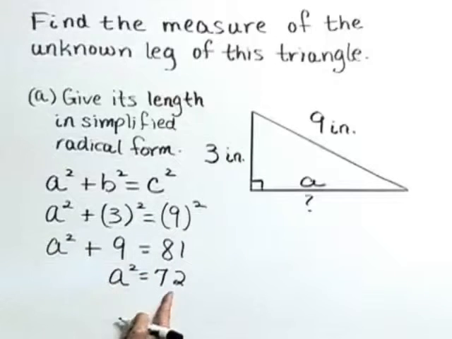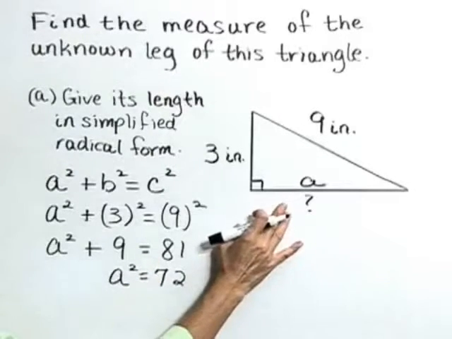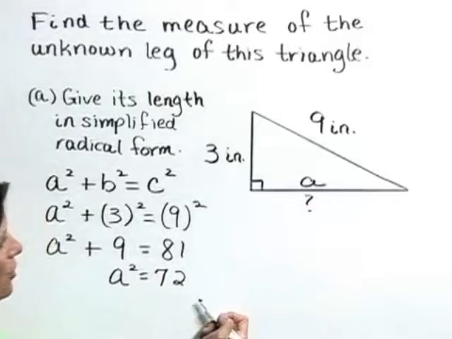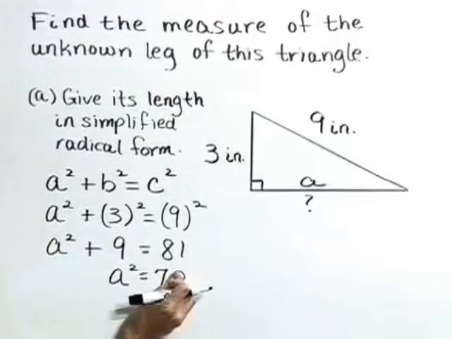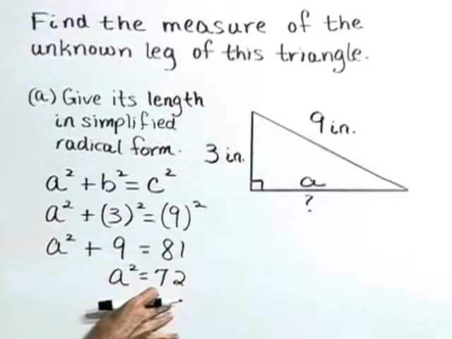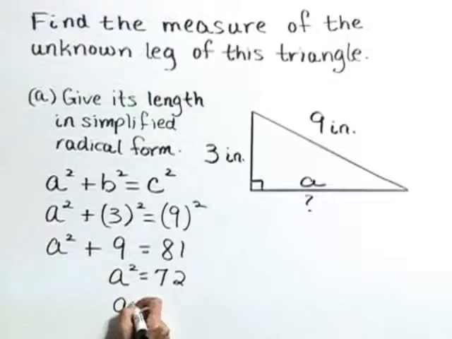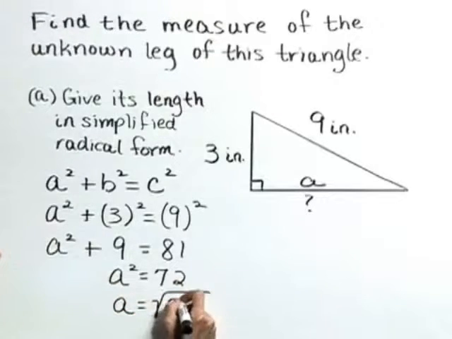Now, as we take the square root of both sides of this equation, we should actually consider both the positive and negative root. However, in this particular problem, the length of a side of a triangle is going to be a positive value. So I'm only going to consider the positive root. So a is equal to the square root of 72.